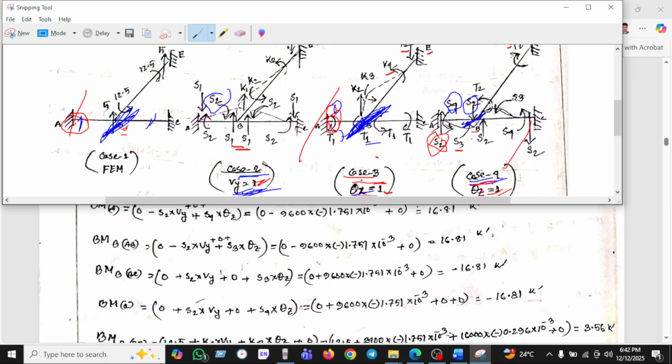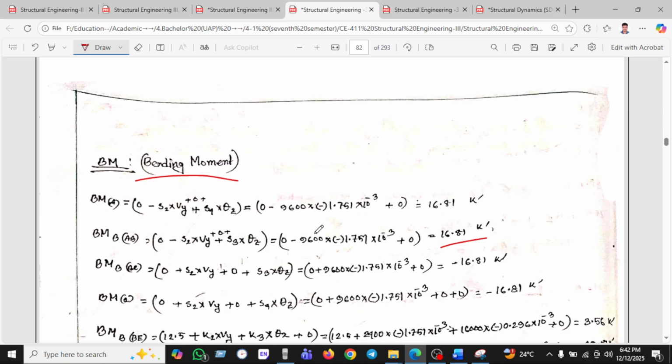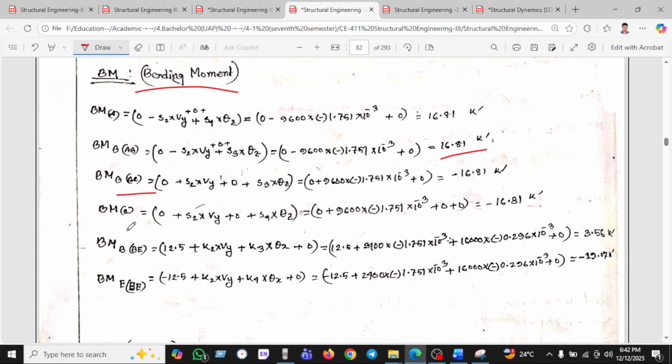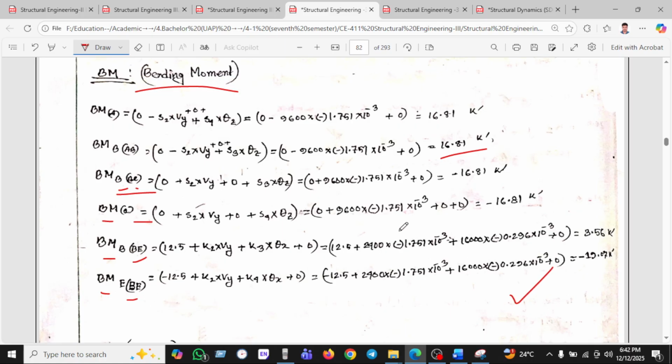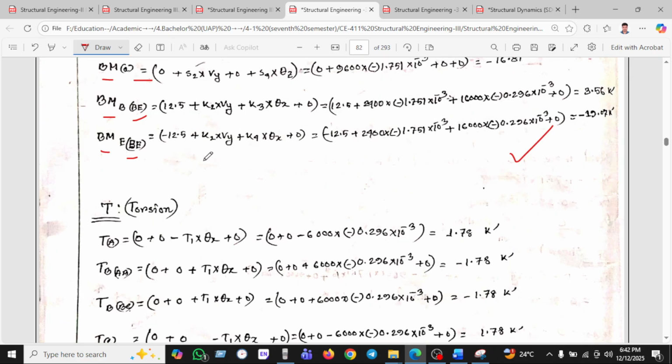And the last one we've seen is S3. These are the S3 into theta z. It will be theta z, and finding this value and putting all this data for bending moment B, bending moment C, bending moment E, and finding all these data is here. Okay, so now we can see the torsion.